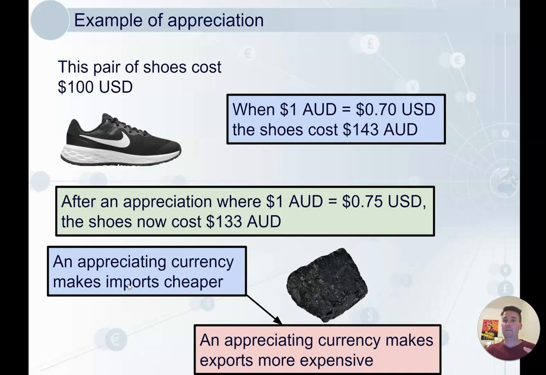And of course, the opposite of that, an appreciating currency makes exports more expensive. So what that means, fewer people will want to buy our exports. They will be more expensive to them. So we sell things like coal. Coal becomes more expensive if our currency appreciates.